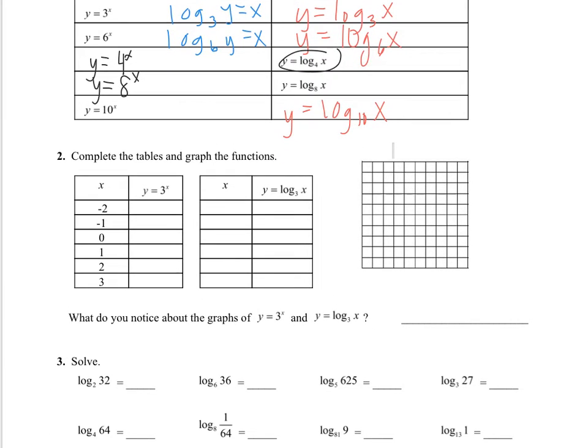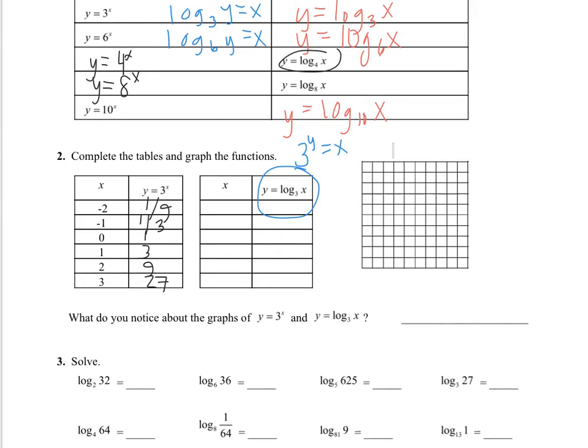So you'll notice that if I graph these, so if I plug in -2, -1, 0, 1, 2, 3 for x, I'm going to get 1/9, 1/3, 1, 3, 3 squared is 9, 27. And if I write it as an exponent, so this is going to be 3 to the y equals x.